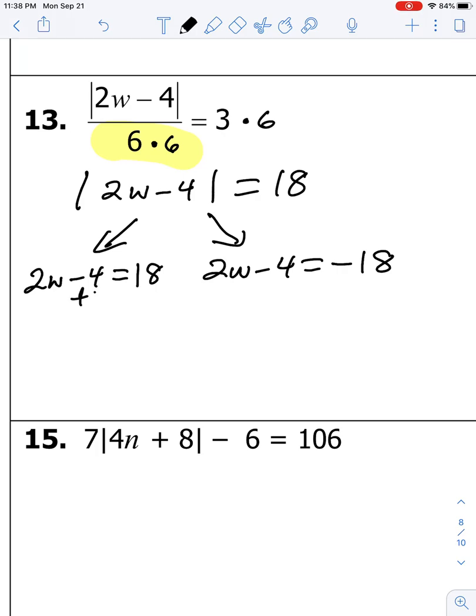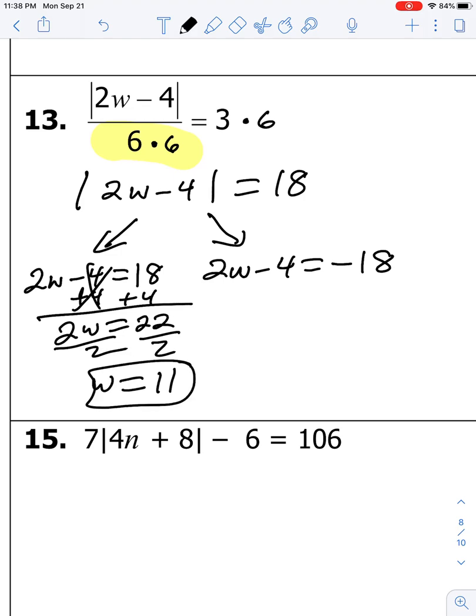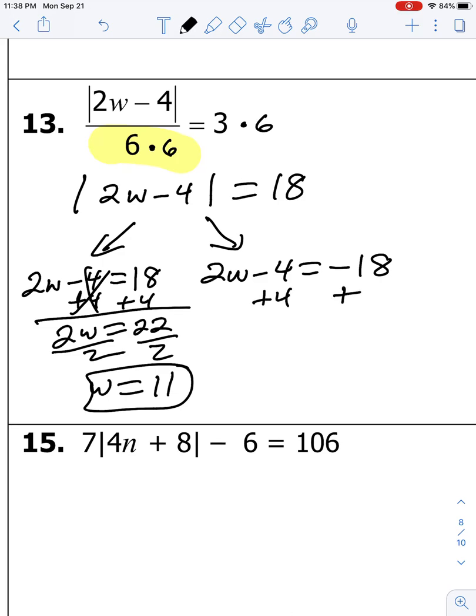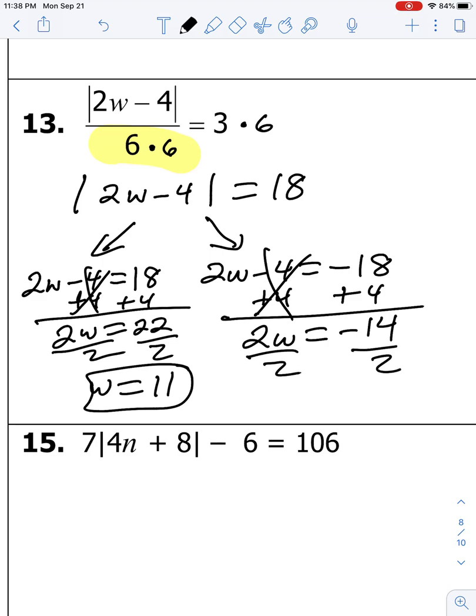All right, so here we're going to add 4. 2w equals 22, divide by 2, w equals 11. And then on the other side, okay, we're going to add 4. 2w now equals negative 14. Divide by 2. And we get w equals negative 7. And therefore, we have both of our answers.